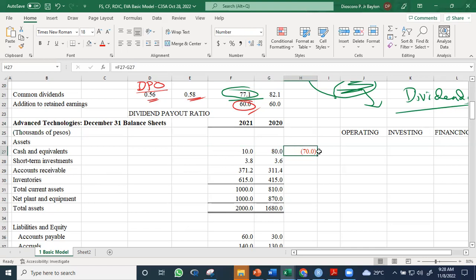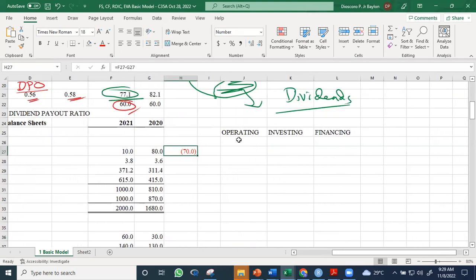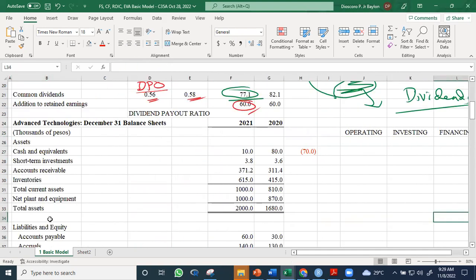The decrease is 70,000, and we obtained that by subtracting the current value minus the previous value. Okay, so we want to know how cash decreased from 80,000 to 10,000 by identifying the activities that involve cash, okay, as seen in the income statement and in the balance sheet.